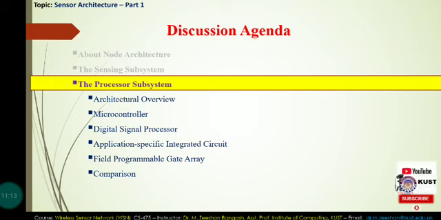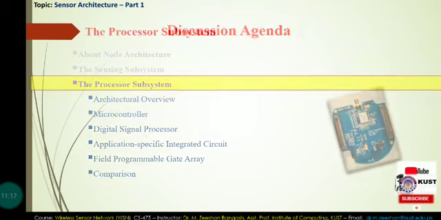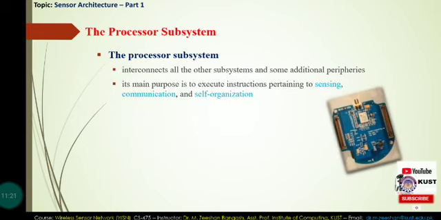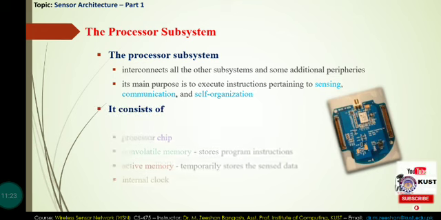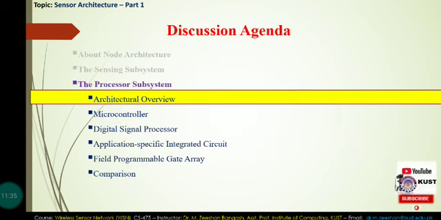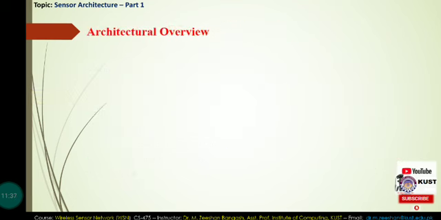So let's discuss the architecture. This is the same thing I have already discussed, that it consists of some chips, some non-volatile memories, and an internal clock. This is the processor subsystem. So let's look at the architectural overview.